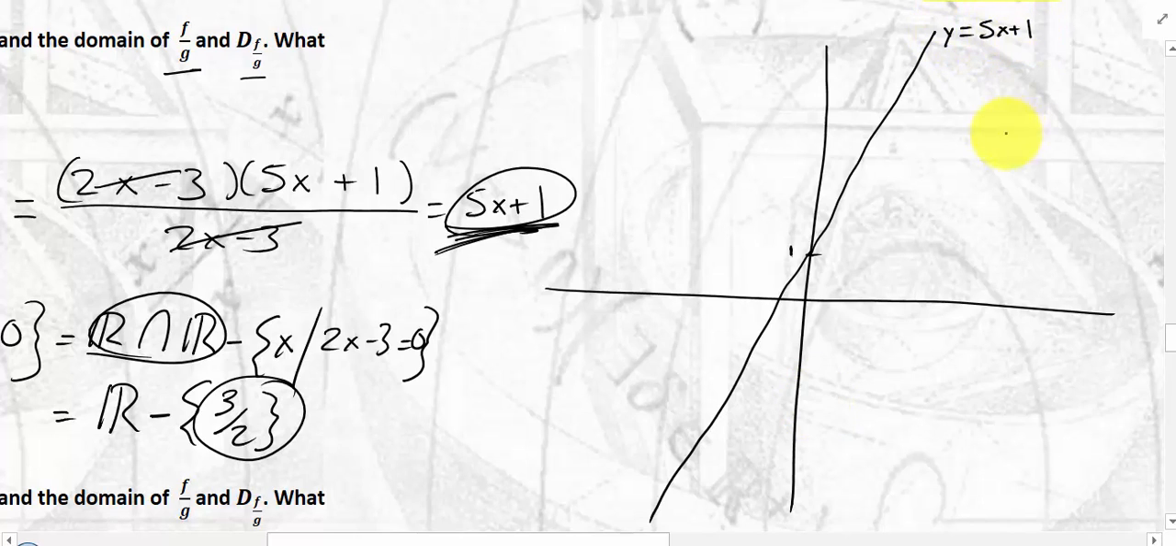Now, this is not the graph of f over g, right? Because f over g is not defined at 3/2. So right here, I'm going to have some issue with the graph of f over g. But apart from 3/2, it's just 5x plus 1. So f over g is 5x plus 1 when x is smaller than 3/2. It's 5x plus 1 when x is above 3/2. And at 3/2, it's not defined. It has a hole. Now, this is the graph of f over g of x. All right? It's about the same as this one, except that it has a hole in it.